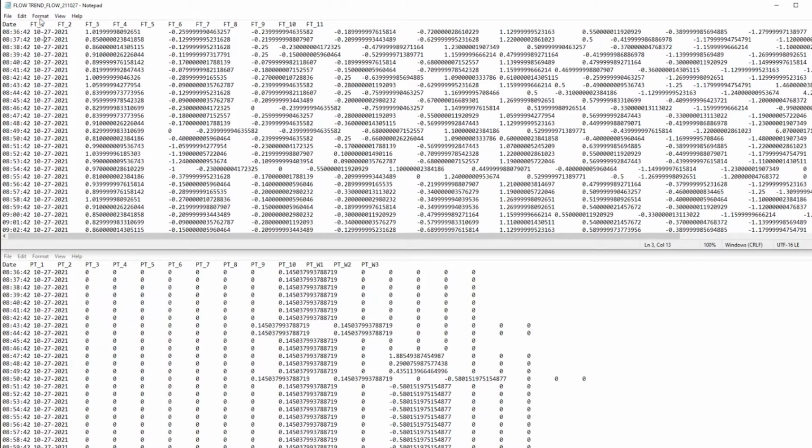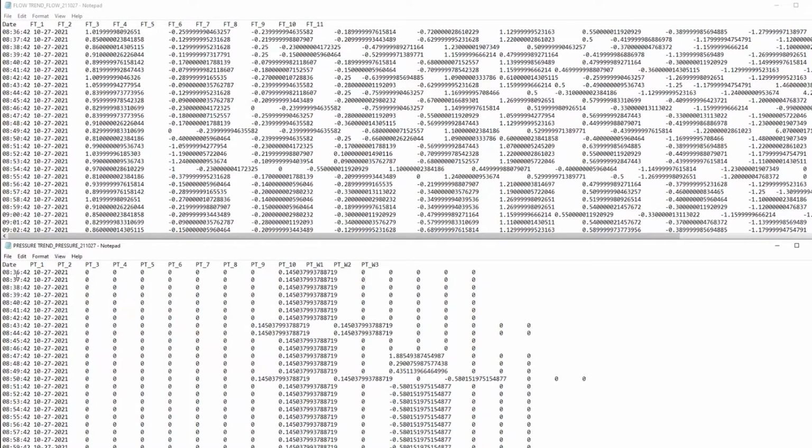And in each of these files, on the top here, we have flow trend. So this is the flow meter data for legs 1 through 10 and the master flow meter on the pump's recirc. And then down here, we have the pressure trend data. Same thing, same date stamp every second. And we have our 10 pressure transducer legs.